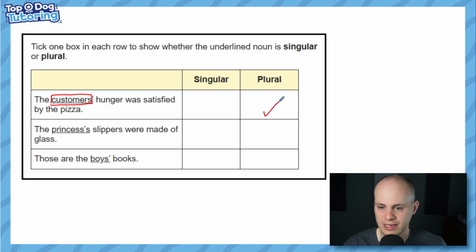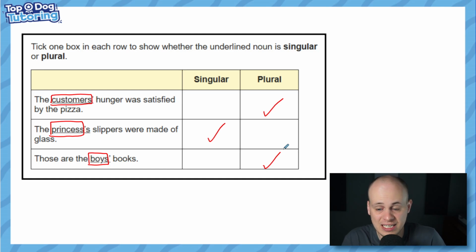Is customers singular or plural? It's plural, okay? Look at the next one. Let's box up the word before the apostrophe. Princess. Is that singular or plural? That's singular, one princess. Those are the boys' books. Let's box up the noun before the apostrophe. Boys. Is that singular or plural? It's plural, right? It was kind of obvious in this one. These questions, if they come up, you'll be like, yes, because they're way easier than the ones where you have to put the apostrophe in yourself.